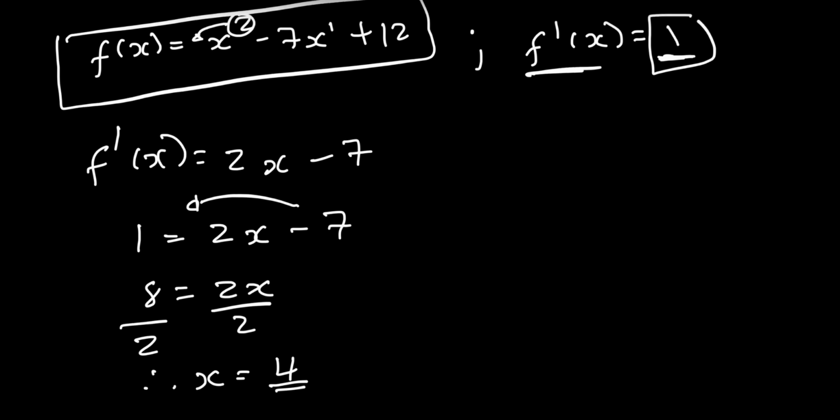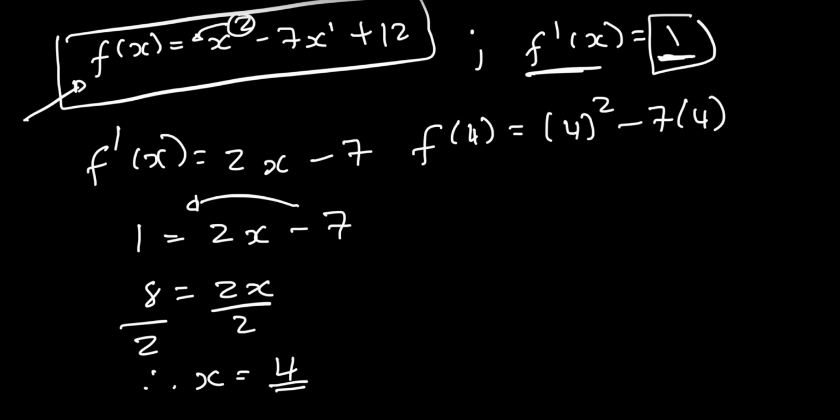So now that we have the x value, we can substitute it into the original equation to get the corresponding y value. So we'll say, on the original equation, we are looking for f at 4 is equal to, so when we see x, we just put 4. And that's going to be 4 like that. And then that is what we have.